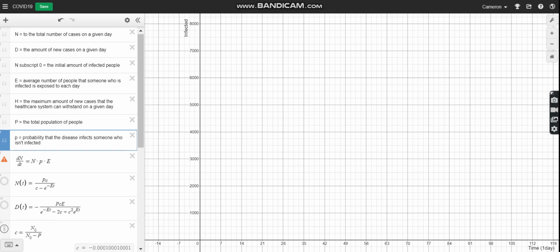Hello everyone. Today we'll be talking about some of the math that drives pandemics and discuss why, as a society, we need to limit as much interaction as possible. First, we have to ask ourselves, how do diseases spread?